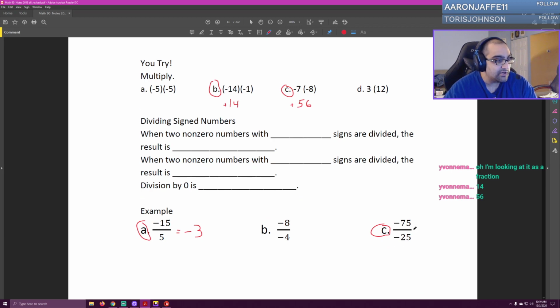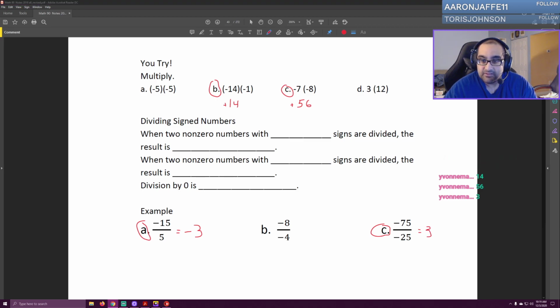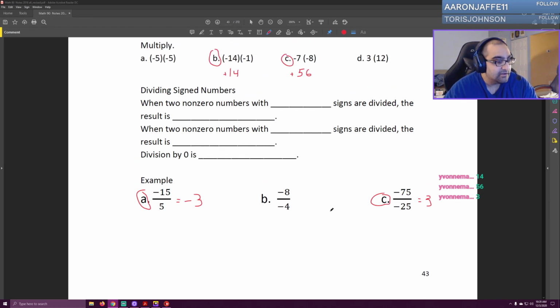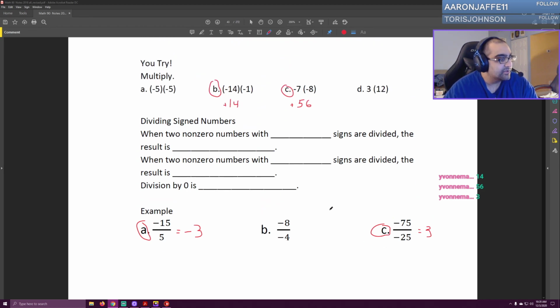And how about this one here? -75 divided by -25. 3. Okay, good. So again, we got a negative divided by a negative. And again, a negative divided by a negative is a positive. And there we go. We got it. Excelente. Very good. Nice job. Doing pretty good here. Good stuff. Are there any questions so far? Any questions?